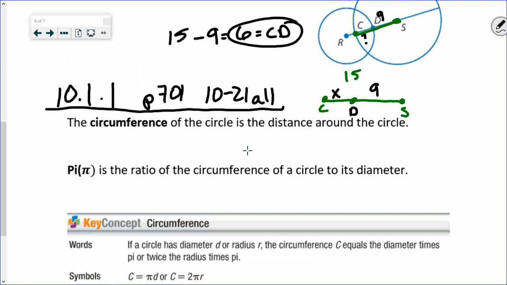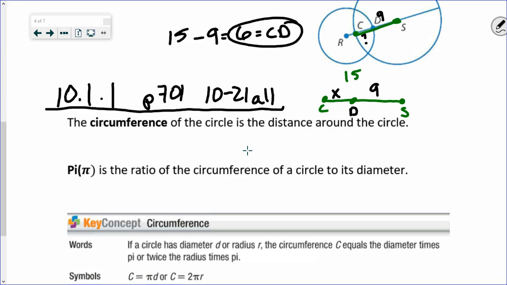Alright, so you guys would have worked on 10.1 part 1 yesterday. Today we will talk about circumference, is what we're going to start off talking about here. So the circumference of the circle is the distance around the circle. So if you took a string and wrapped it around a circle, that length of string would be your circumference of the circle.